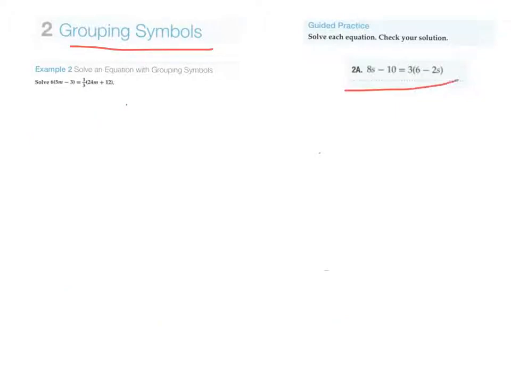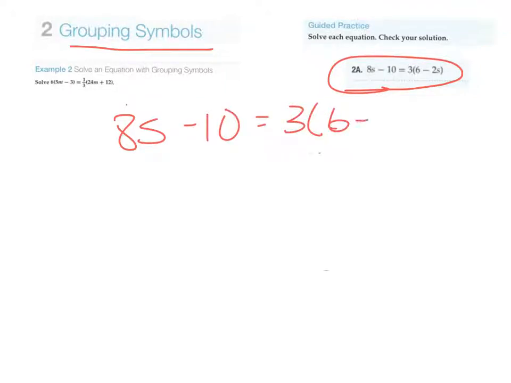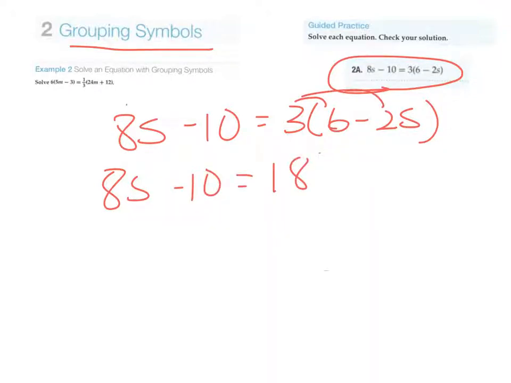So we have this next problem where we have 8s minus 10 equals 3, and then there's parentheses, 6 minus 2s. So first we have to remove the parentheses on the right hand side. This side, nothing happens to it. But this side I have to distribute. So I get 18, and then 3 times a negative 2s is a negative 6s.